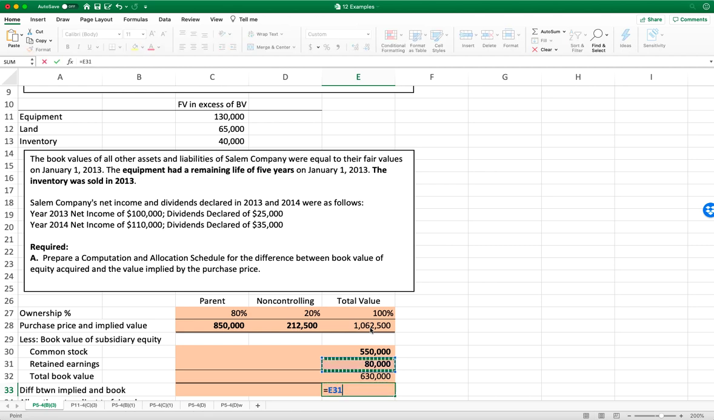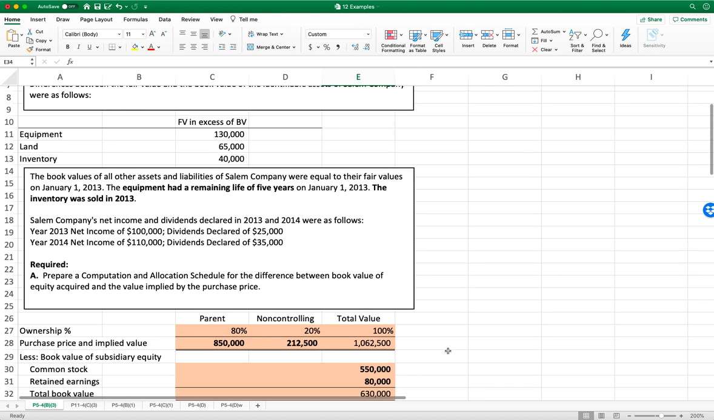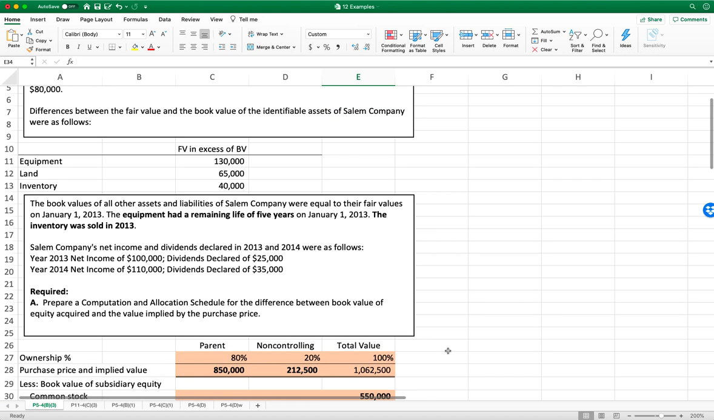Now our difference between implied and book will be our implied value minus our book value, which gives us a difference between implied and book of $432,700. Now we haven't done this in a while, but we now need to allocate our difference between implied and book, and we're going to allocate it first to any fair value adjustments, and then anything left over will be goodwill or our bargain purchase. So we're going to look up here for any evidence of fair value adjustments that need to be made.